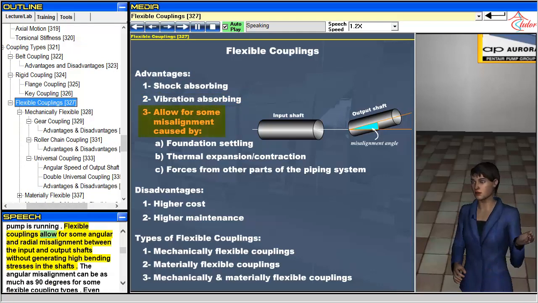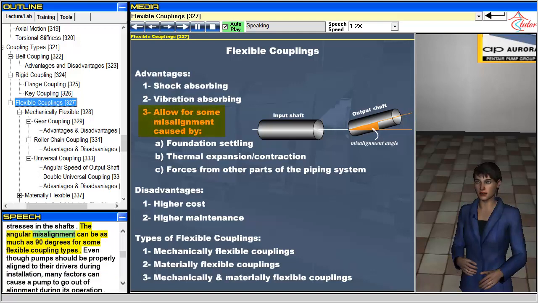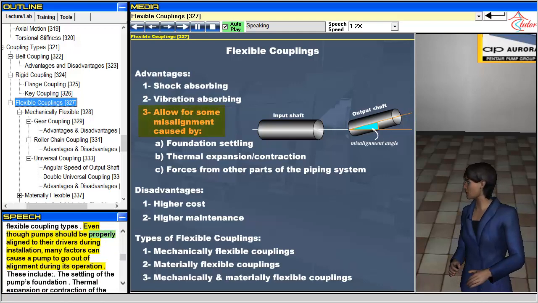Flexible couplings allow for some angular and radial misalignment between the input and output shafts without generating high bending stresses in the shafts. The angular misalignment can be as much as 90 degrees for some flexible coupling types. Even though pumps should be properly aligned to their drivers during installation, many factors can cause a pump to go out of alignment during its operation.